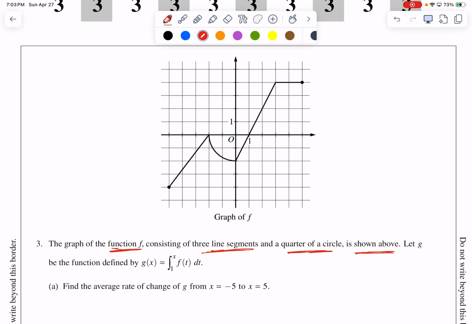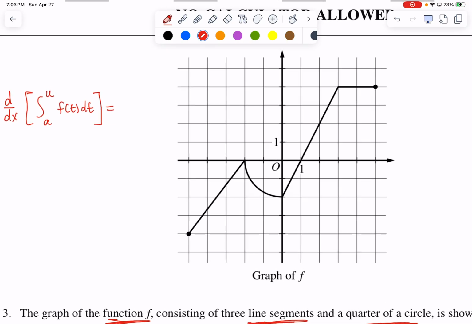FTC Part 1 was the derivative of the accumulation function, d dx, of the integral from a to u, but remember u is in terms of x, of little f of t dt. Now, who remembers, what is the rule when you take the derivative of an integral from a to u? Just plug u in. So it'll be f of u times u prime. Now, most of the time, what's up there? It's just an x, so you just plug in x, and that's your derivative.